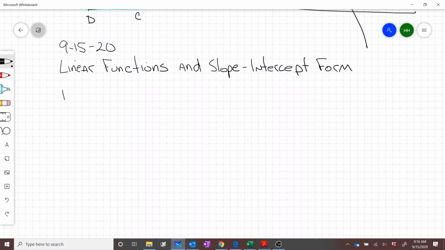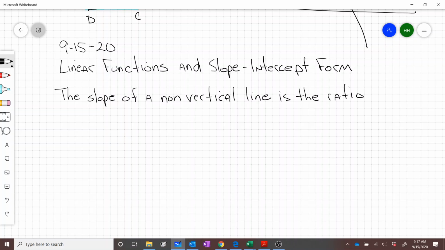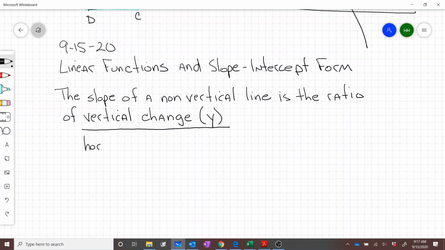So let's say here that the slope of a non-vertical line is the ratio of vertical change, we're going to say y, to horizontal change. And that's your x.